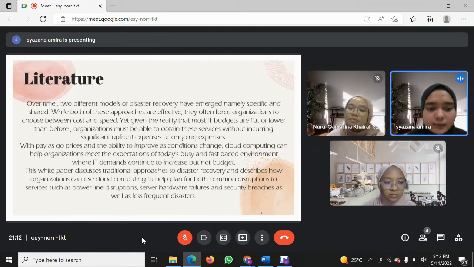This white paper discusses traditional approaches to disaster recovery and describes how organizations can use cloud computing to help plan for both disruptions to service such as power line disruption, server hardware failure and security breaches, as well as less frequent disasters.